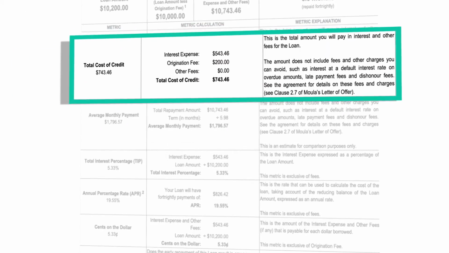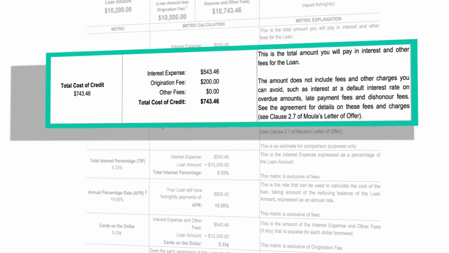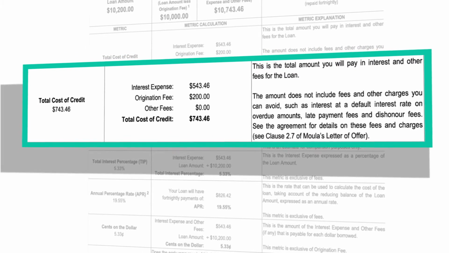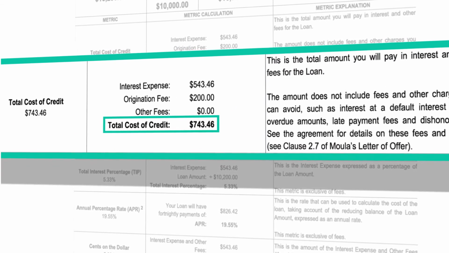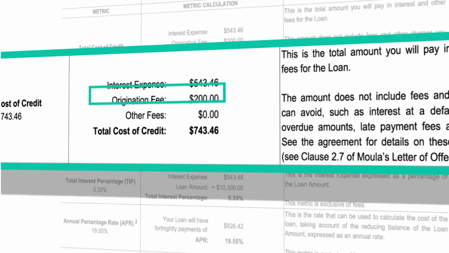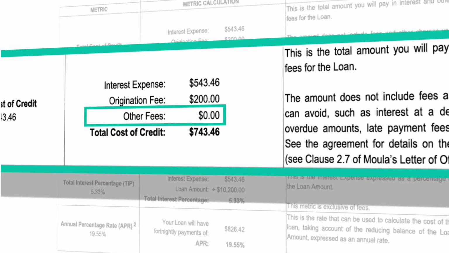Look for the total cost of credit metric. Smartbox includes 7 key comparison metrics, but the most useful metric is the total cost of credit. Total cost of credit is the answer to the question, how much am I paying to borrow this capital? It shows how much you'll pay for the loan, including interest repayments and any fees.